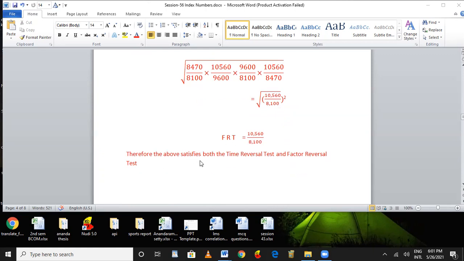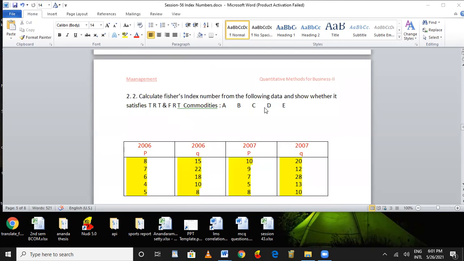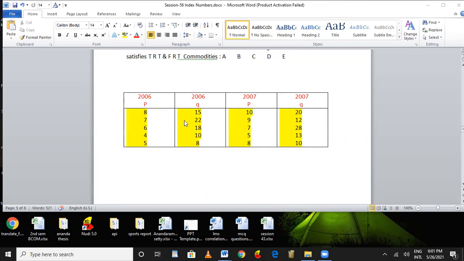Therefore, the above problem satisfies both the time reversal test and the factor reversal test. In the second problem, they are asking about Fisher's index number from the following data and to show how it satisfies TRT and FRT for the products A, B, C, D, E.